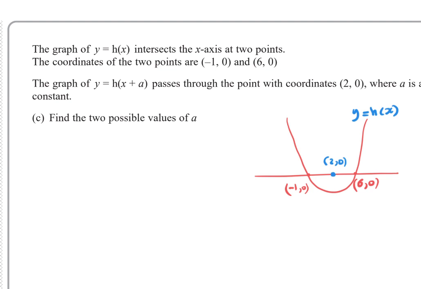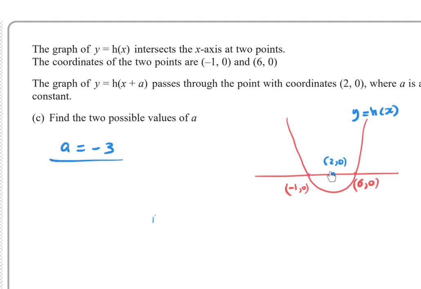After transformation, y equals h of (x plus a) is a horizontal translation by a units, maybe to the right or to the left, we don't know. Now the new function passes through the point (2, 0). So we have two cases. Maybe (negative 1, 0) moves to the right until it reaches (2, 0). This means from negative 1 to 2, 3 to the right. In this case, a equals negative 3.